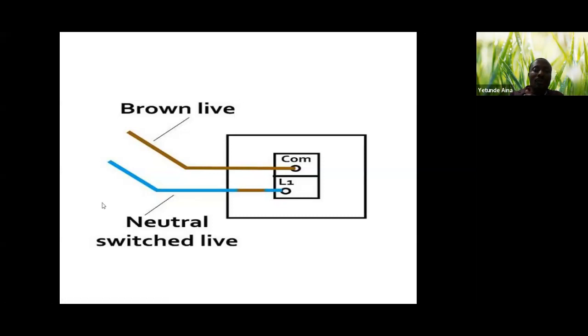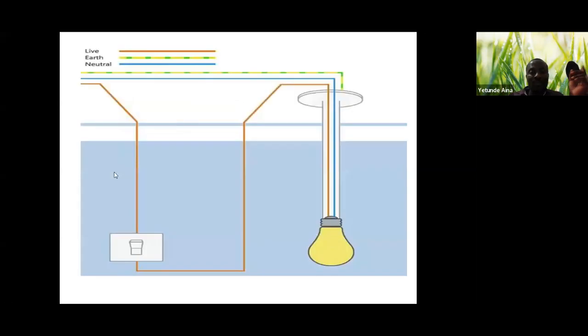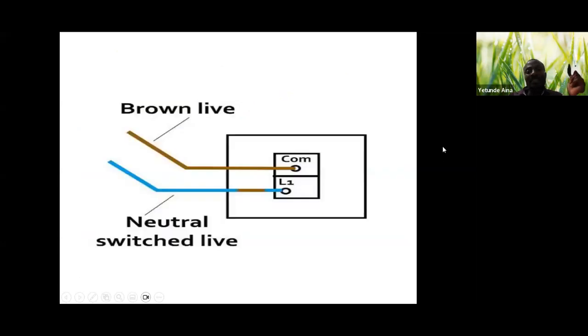So it is this one now. This one is coming from your consumer unit, but it is this one that will go back to your bulb, just as we have in the case of this one now. As you can see here, this is what we have now, that is going back to what? Going back to the bulb. So that is the way we do the connection of that.